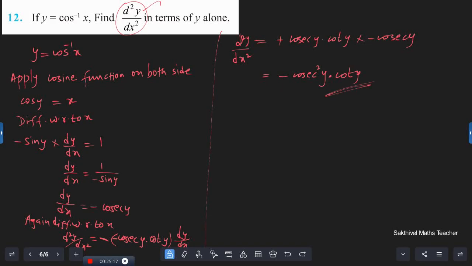So be careful. I didn't notice that it is y. Generally the cosecant derivative is minus cosecant into cot, so we stopped there. Later the variable we should differentiate, that we didn't notice. Be careful children. When we have a different variable, when you differentiate, be careful. That's it. This is over.